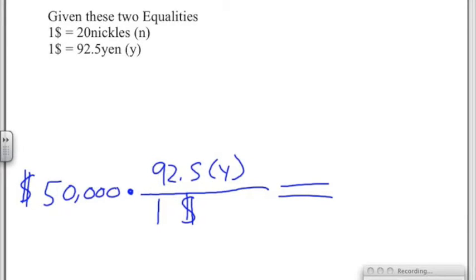So now let's do a little algebra. Our dollars cancel. Does that make sense so far? Any questions? Dollars cancel, and the unit we're left with is yen. So somebody plug that into your calculator and tell us what you get. 4,625,000 yen. That's a lot of yen.